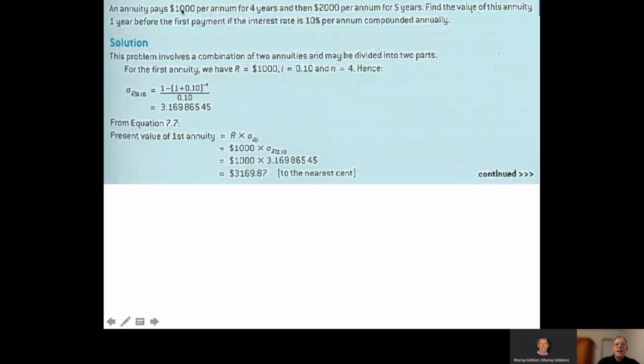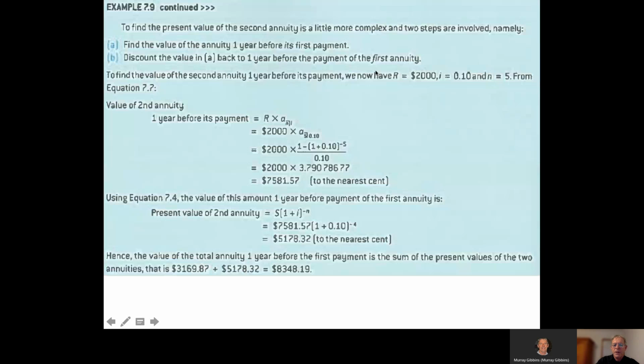The way I'm reading that is that we would need to calculate the present value of this annuity first, and then we'd have to calculate the present value of this annuity, but we don't get that 1 year before the first payment. So we're actually going to have to discount that. Whoops, I hit the wrong button.